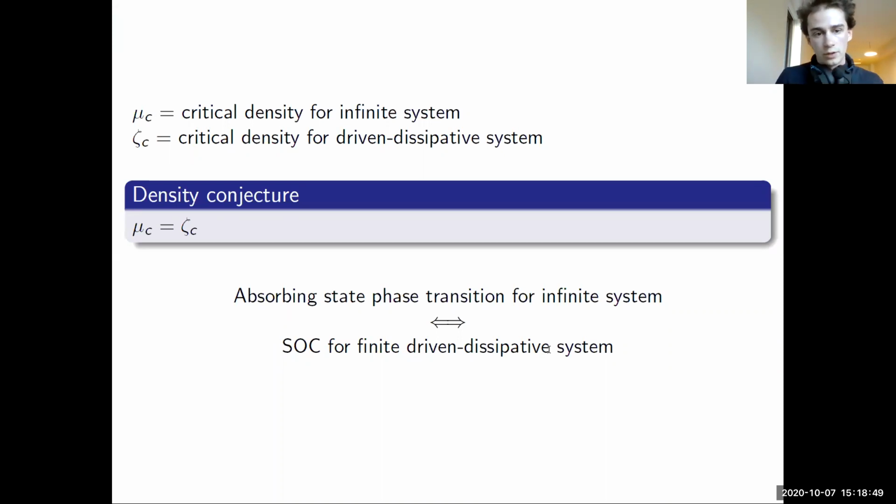And just to relate these two pictures, the infinite and the finite pictures that I showed you: I used different letters because they're different. One for the infinite system, mu c, and this other one, zeta c, for some limit of the finite driven dissipative systems without mass conservation. Conjecturally, these should be equal, and there should be an equivalence between the absorbing state phase transition and self-organized criticality. These are two manifestations of the same thing, but again, it's all conjecture that these two critical densities are equal.